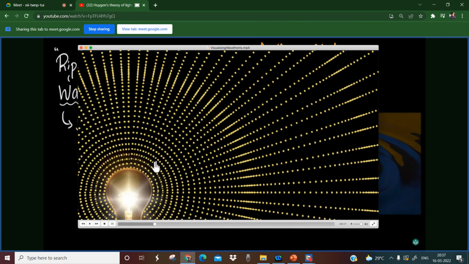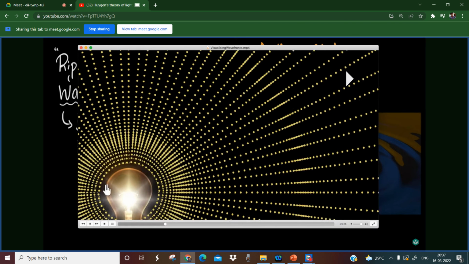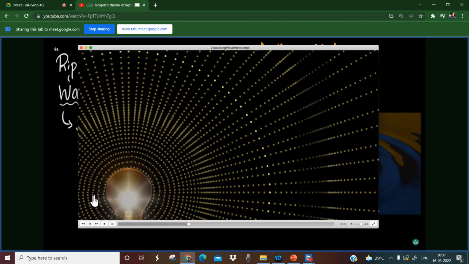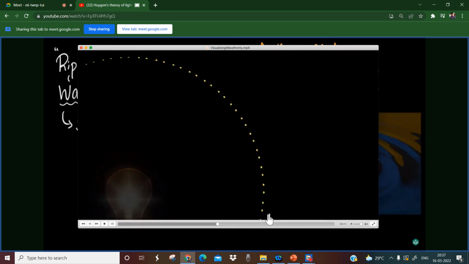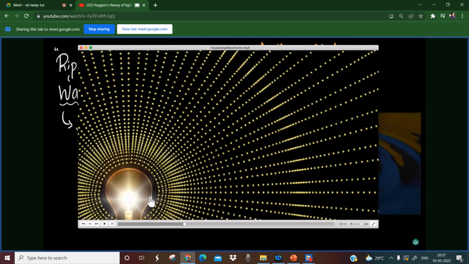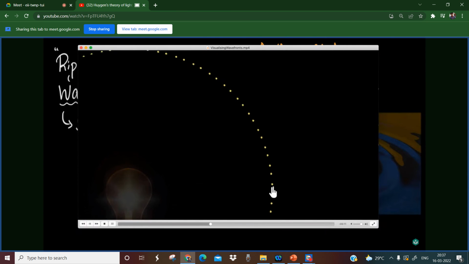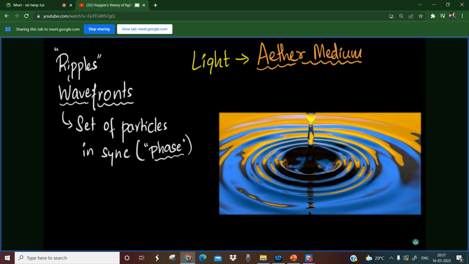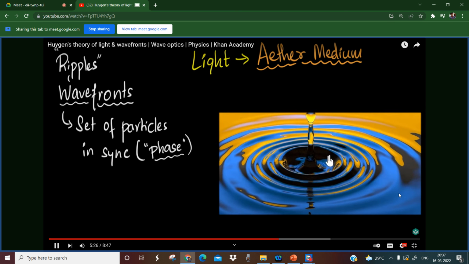And the same would be true for light as well. Again, let me bring back that visualization. If I were to concentrate on one of those spheres and just look at those spheres, what you're finding now is, look, all the particles on that sphere are vibrating in sync with each other. You see that? Look at it one more time. All right, there you go. Look at that. They are vibrating in sync with each other. Such a set of particles which are vibrating in sync with each other are what we call wavefronts.